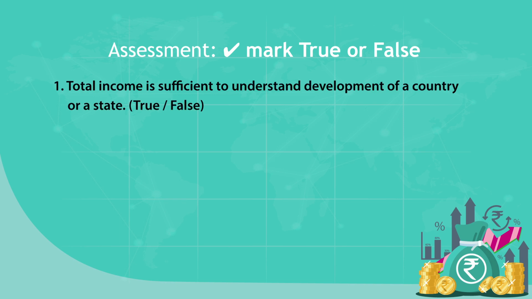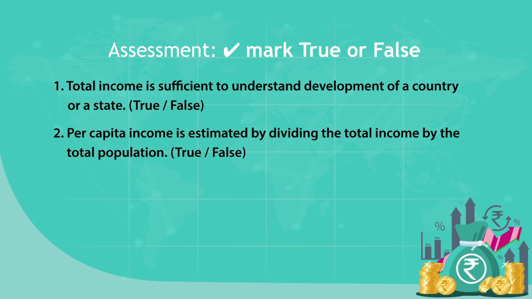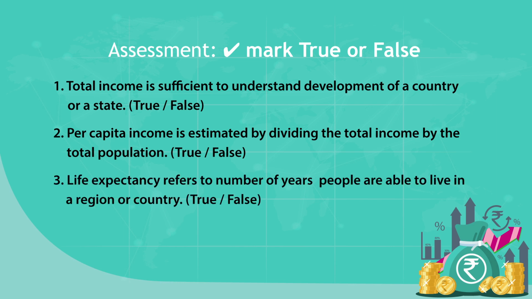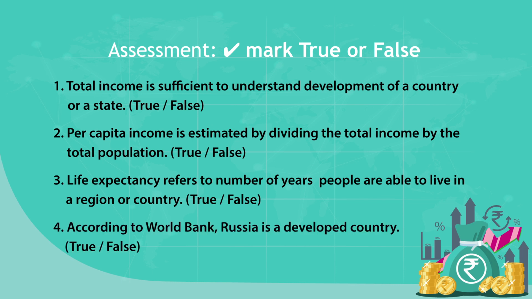The first statement: total income is sufficient to understand development of a country or state. True or false? You can tick 1. 2. Per capita income is estimated by dividing the total income by the total population. True or false? 3. Life expectancy refers to the number of years people are able to live in a region or country. 4. According to World Bank, Russia is a developed country.